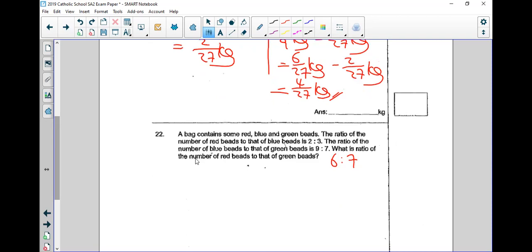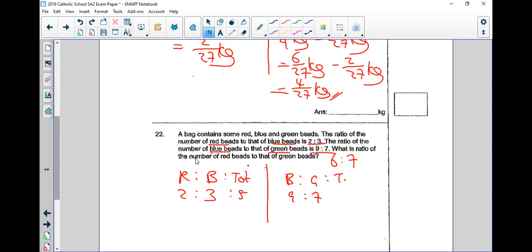You know that? Okay, now a bag contains some red, blue, and green. The ratio of the red to blue is 2:3. Ratio method, red is to blue, 2:3. Okay, and if you don't know whether to put the total, then just put the total there. It's okay. And then the ratio of the blue to the green is 9:7. So label your ratio, 9:7, and the total is 16. Am I correct? Okay, then what do you do next?